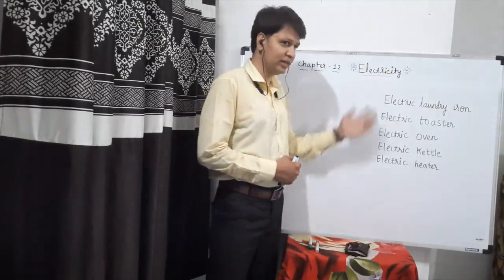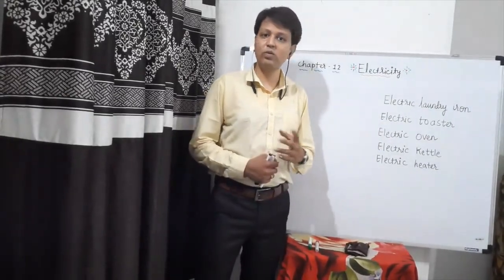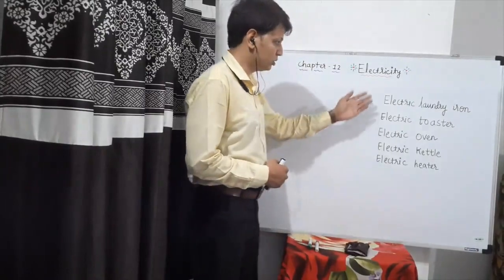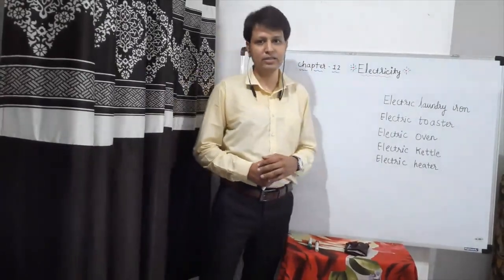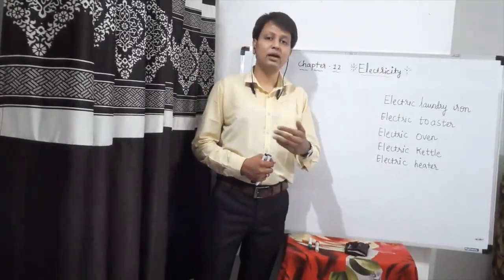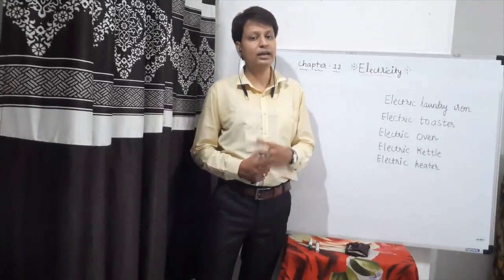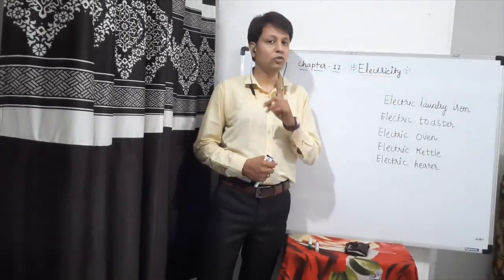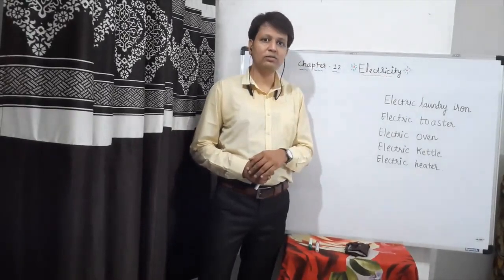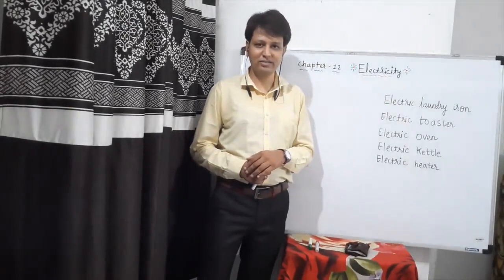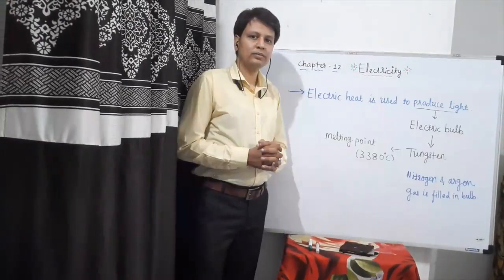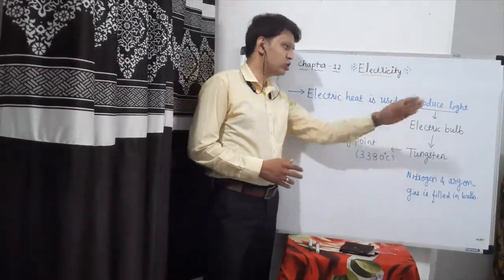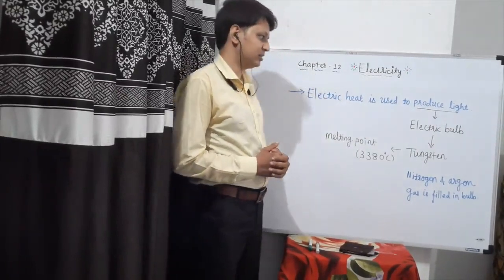Actually, we are using it, but previously it was inevitable and it was a loss, but we used it in certain devices. Like that, other devices are electric bulb and fuse. Fuse is one of the best examples of heating effect of electric current. Let us start with electric heat is also used to produce light.